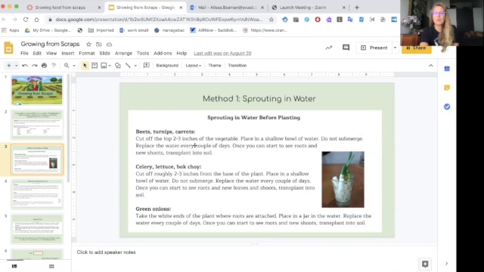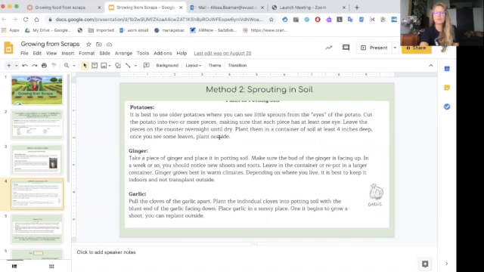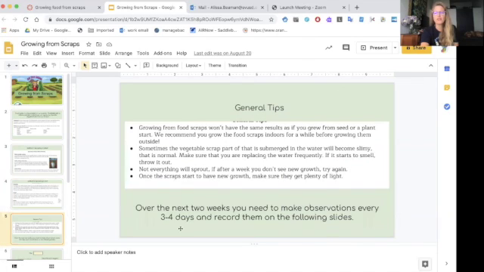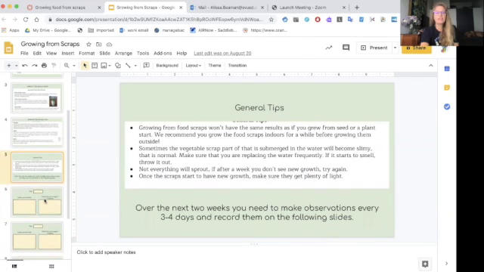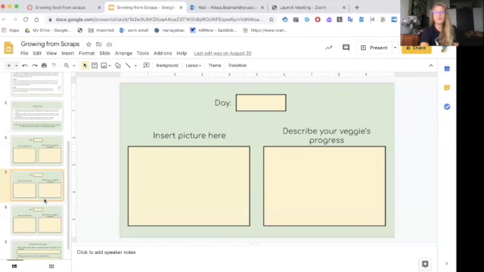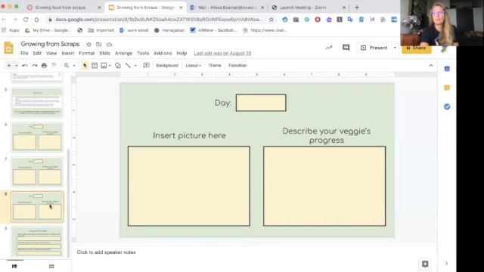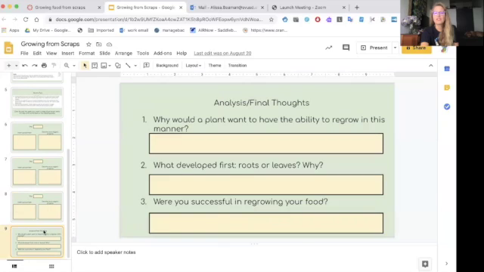If you're going to sprout in water, here are the things that you can sprout in water and the procedure. If you're going to sprout in soil, here are some things that you can sprout in soil and the procedure. If you're doing things that are off book, like the bell pepper or the tomato or the avocado, just do some research. There is tons of information out there on how to do this. Some general tips for you. And then here is your log for what you get as far as progress. And then just some general questions for you.